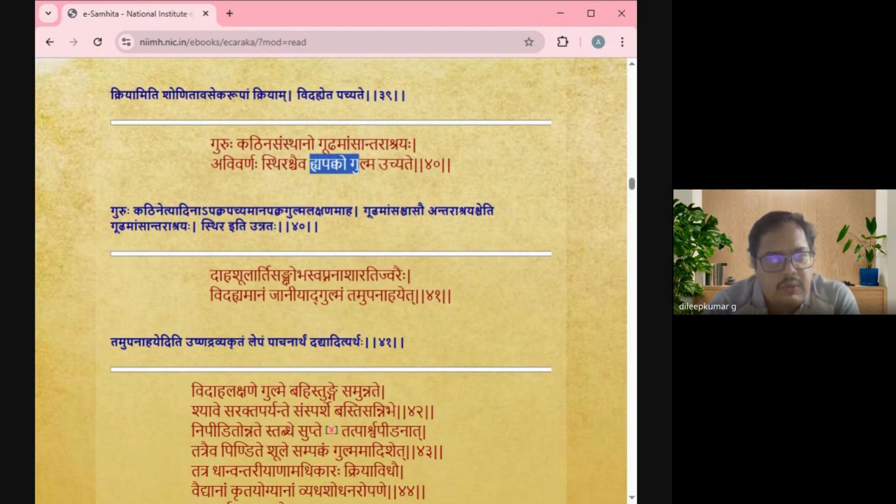The first one is Apakwa Gulma, where you can go directly for surgery. Whereas in this nature, you should go for Pittas Shamana, Rakta Prasadana, and Rakta Mokshana. This line of treatment should be carried out in case of Vidahi nature.